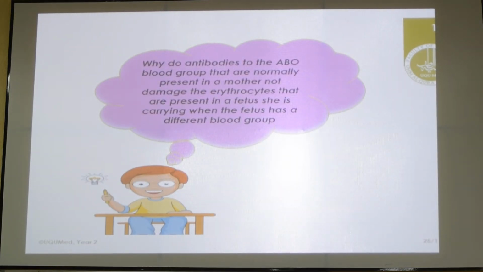Now here's the question: why do antibodies to the ABO blood group that are normally present in the mother not damage the erythrocytes of the fetus she is carrying, when the fetus has a different blood group? I'll try to make it easier.